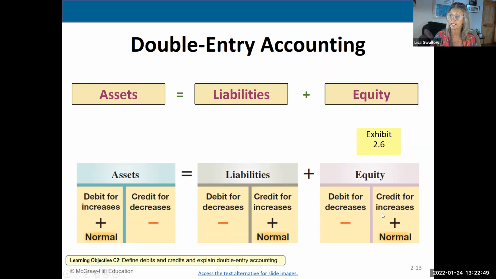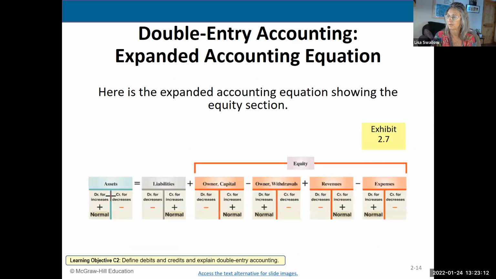And equity accounts are also credit type accounts. So to make equity go up, and remember revenues and capital make it go up, they have credit type balances. If you want to make equity go down, you have to debit it. So expenses and drawing are debit type accounts.